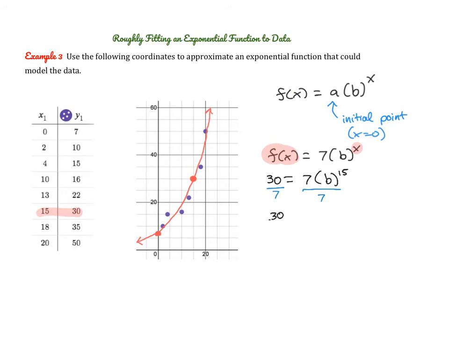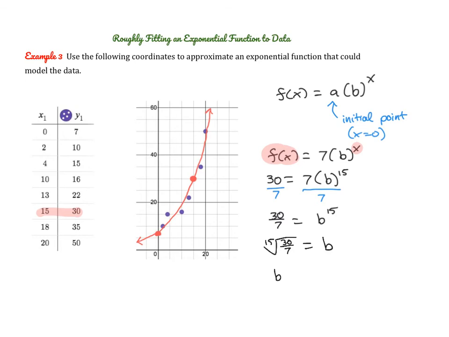So 30 over 7 equals b to the power of 15. And remember, when we're solving an equation with a power, we are going to take the root of both sides. So since this is b to the power of 15, we're going to take the 15th root of each side, which sounds kind of silly, but it will do the trick for us. So the 15th root of 30 over 7, which we can plug into our calculator, should be our b value. So let's get that b value really quick.